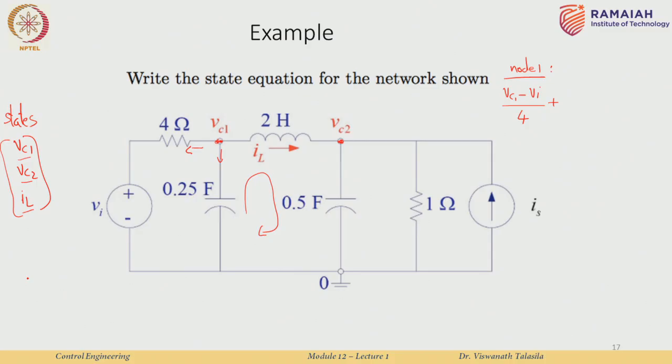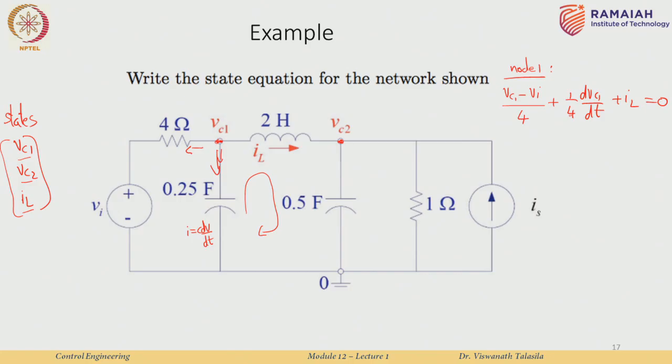Okay. So, this current through this I am going to write by using this constitutive relationship I equal to C dV by dt. So, this is basically going to be C is 0.25, that is 1 over 4 dVc1 by dt, that is a current in this particular branch, right, and the current in this particular branch which is going out is just IL.